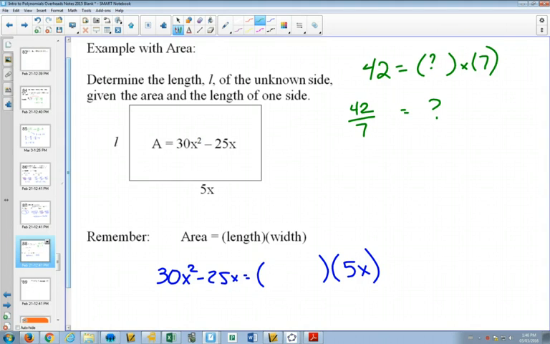7 times what is 42? 6. There we go. So we get 6.